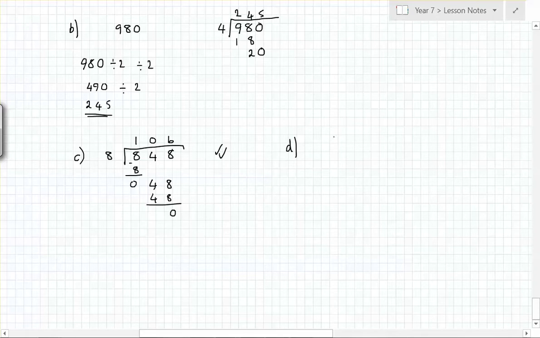Okay. 204 divide by 12. So remember I was saying these ones are ones that you're going to have to show some working on. So 12 into 2, nothing. 12 into 20 goes 1, which makes 12. So that's remainder 8. 12 into 84 is 9. No, 8.